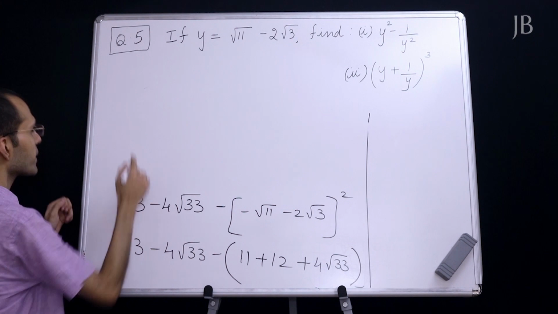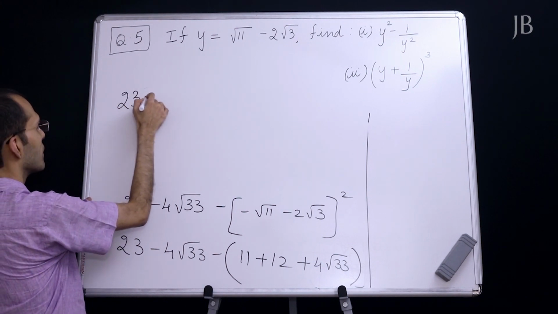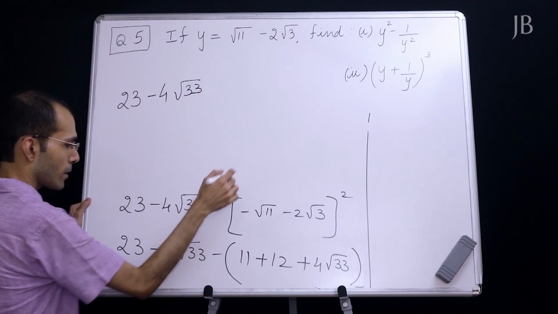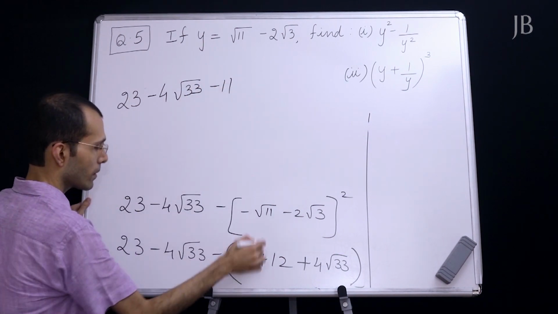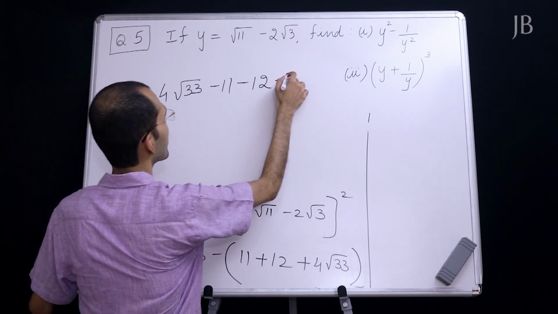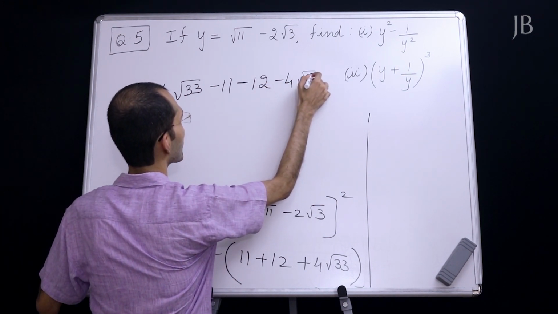Now this will be 23 minus 4 root 33 minus 11 minus 12 minus 4 root 33.